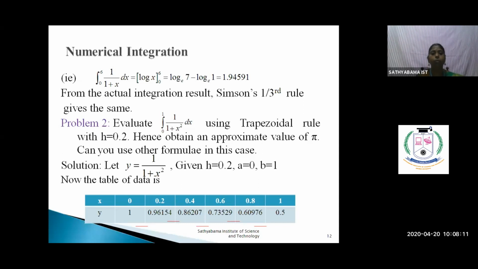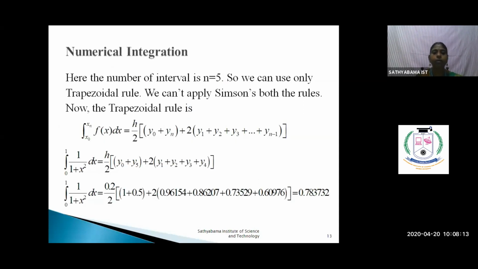Okay. Now what I told, the trapezoidal rule, wherever you want, you can use. So that's why I have written the trapezoidal rule here. Integral x naught to xn f of x dx is equal to h by 2 times y naught plus yn plus 2 times the remaining entries. So now I have applied it.